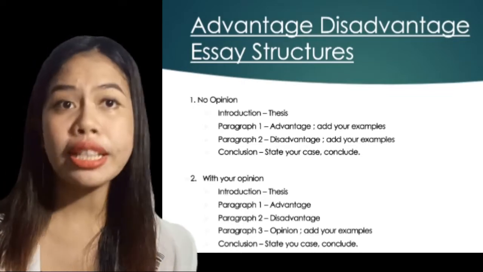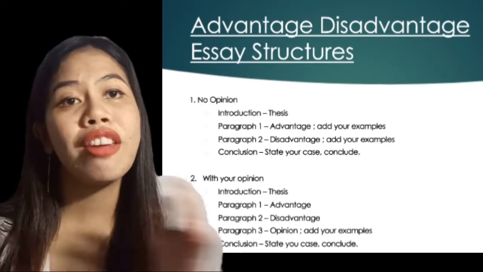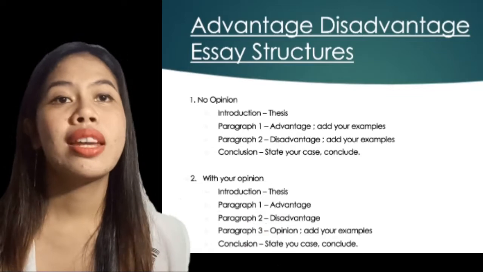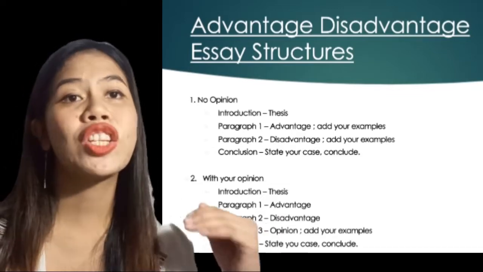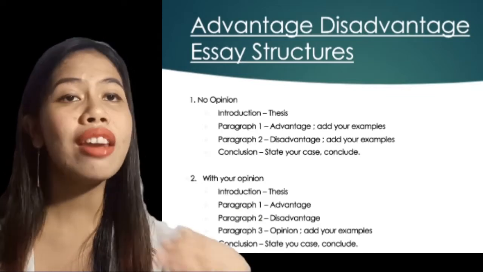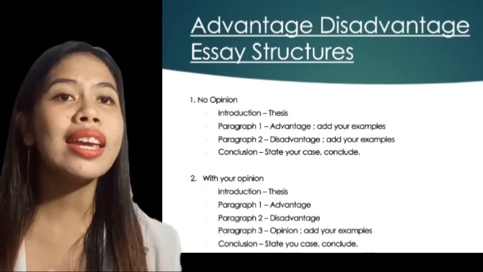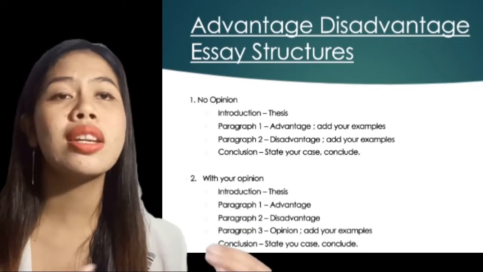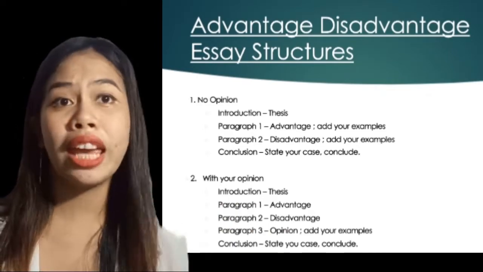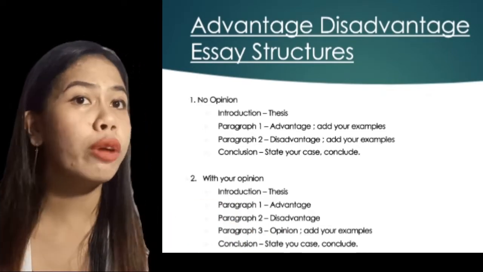And then for the first paragraph, after the introduction, you need to state there the advantage and then add your examples to prove that it is in the advantage side. For the second paragraph, you need to state there the disadvantages and then add your examples as well, that why it belongs to the disadvantage part. And then for the conclusion, you need to state your case and then conclude everything. Alright, that is for the no opinion.